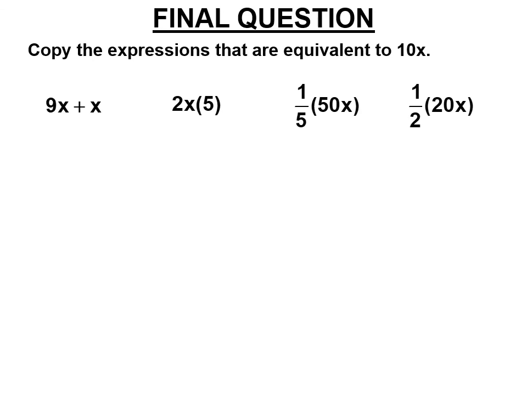Which are equal to 10x? Well, the first one is 9x plus 1x. That's 10x. 2x times 5, also 10x. 1/5 times 50x. Hey, also 10x. All of them? Let's see. 2 goes into 20, makes 10. Yes, they're all equal to 10x.